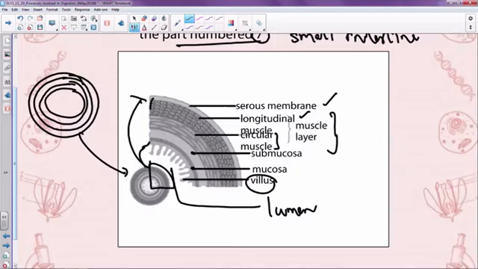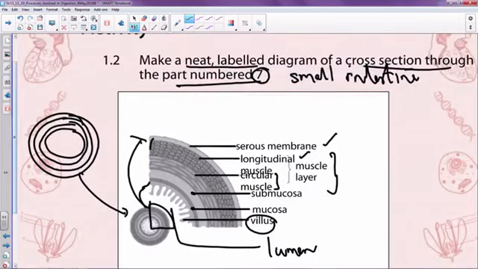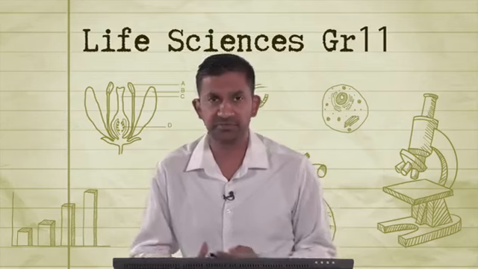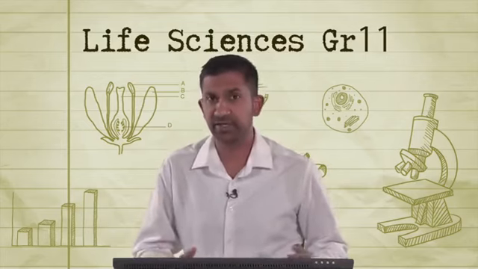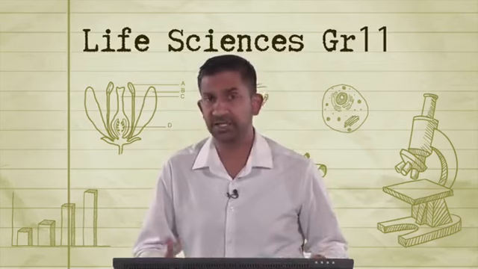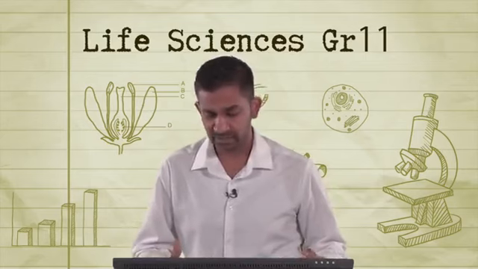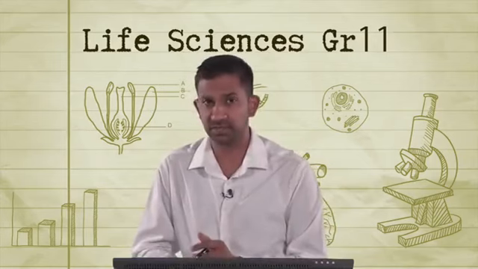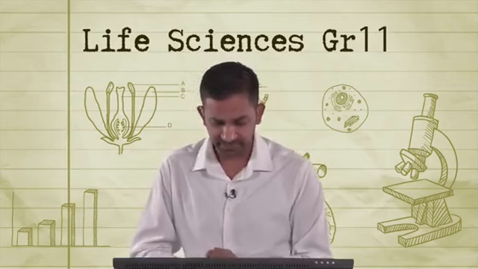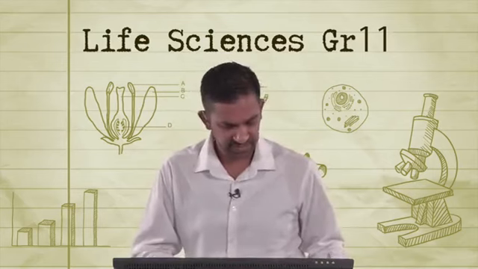Cool. So that's just a very quick, neat diagram that's labeled, and this diagram normally comes for about 8 marks, where you've got about 4 marks for the drawing and another 4 marks for the labeling of the various layers. More important is understanding the location of the longitudinal and circular muscles and the positioning of the mucosa and the submucosal labels, parts in your diagram.